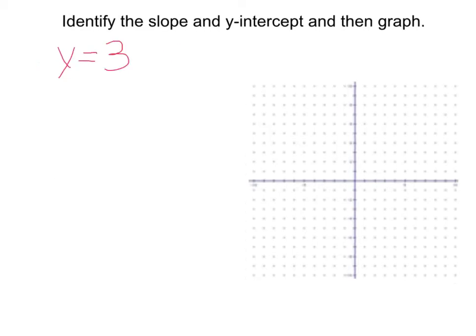Okay, identify the slope and y-intercept and then graph. This is one of our special lines, y equals 3. If you notice, there's not an x. Okay, so in other words, this really looks like y equals 0x plus 3. If there's no x, that means my slope was 0. What kind of a line has a slope of 0? A horizontal line. So we know this needs to be a horizontal line.